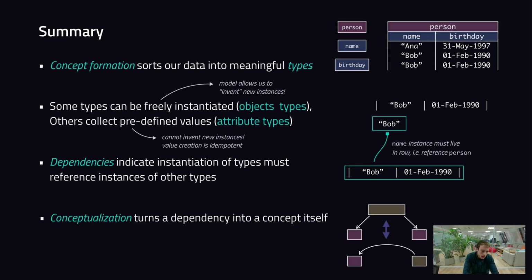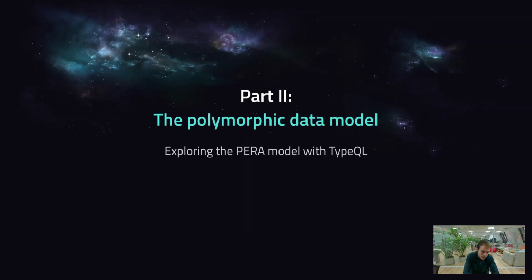And finally, as a side remark, we learned about conceptualization as a way of refining certain dependencies, turning dependencies into concepts. And we also learned about the inverse process being applicable in specific situations. With this basic terminology settled, let's get into the polymorphic data model. I'm going to talk a little bit about the types and the type system first, and then we'll see some practical TypeQL code used to create PR schemas and used to create data instances in PR schemas.